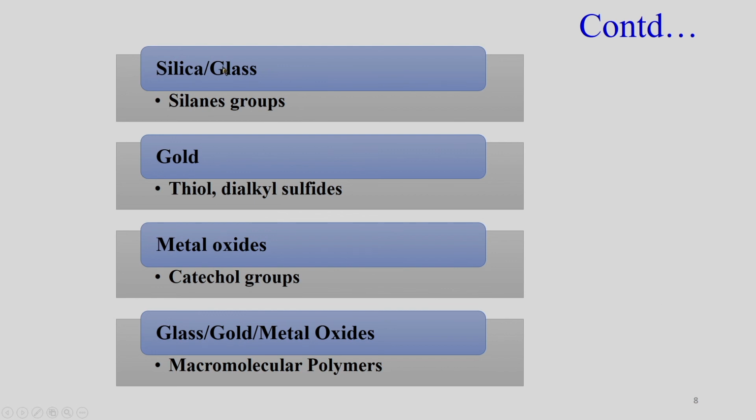So, here again I have listed the same thing. For silica surface, we go for the silane group. For gold surface, we go for the thiol or dialkyl sulfide groups. For metal oxides, we go for catechol groups. For glass, gold and metal oxide, one can also use various polymers or macromolecular polymers, because polymers also have various surface functional groups which can either physically or chemically adsorb on the surface.